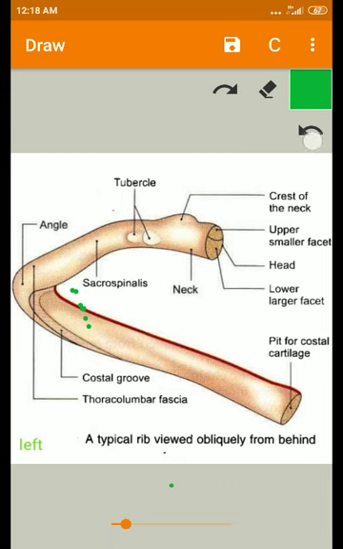Now coming to the borders, the superior border is rounded and has two lips, the inner lip and the outer lip. The inner lip gives insertion to the internal intercostal and intimi muscles, and the outer lip gives insertion to the external intercostal muscle.